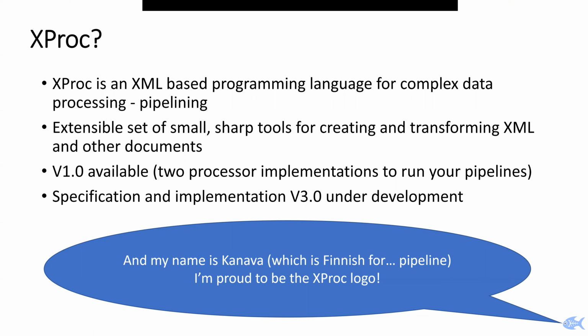There is already a version 1 available, and there are 2 processor implementations to run your pipelines with. It's been around for 10 years, and version 1 is really a version 1. Version 3.0 is much better, much nicer. It uses XPath 3, and so on. The specification is still under development. We're nearly there, but not yet. But I think you can consider it quite stable. There are just some little bits and pieces that need to be done.